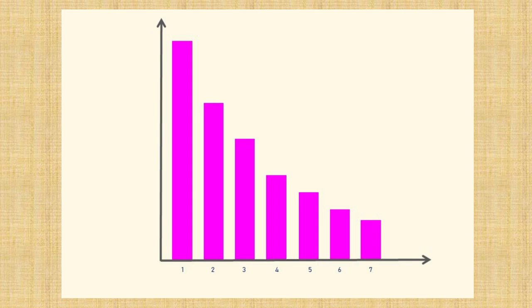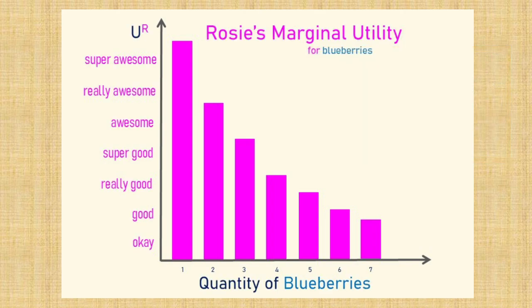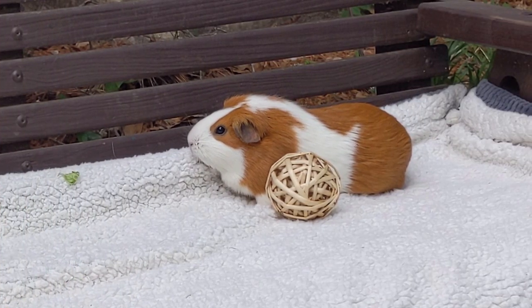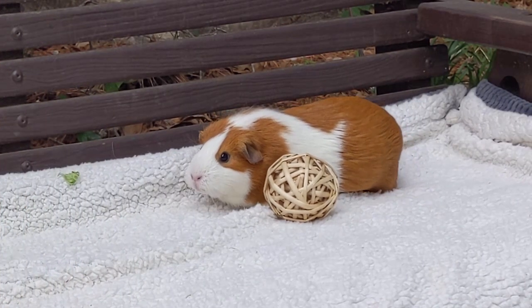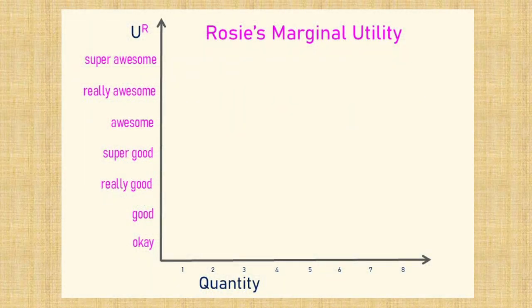Like here. This is Rosie's diminishing marginal utility for blueberries. This graph helps us understand a fundamental economics concept in a way that words alone just can't. We can see that she really likes the first one, and still likes the second one, but that her enjoyment of each additional blueberry goes down. It never goes up. There are some rare times when her marginal utility does not go down, and those times are when she doesn't get any utility to begin with.